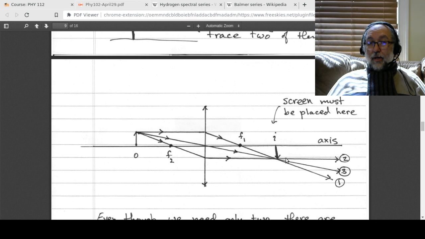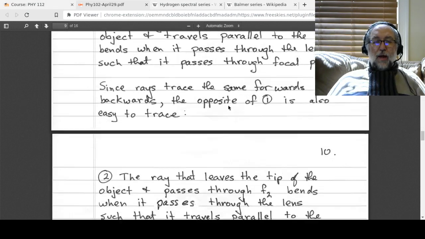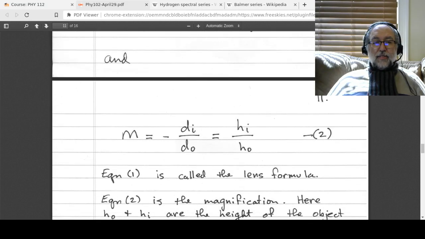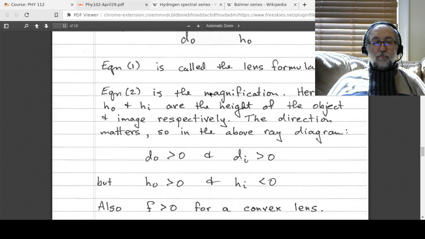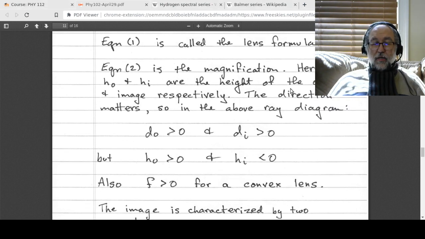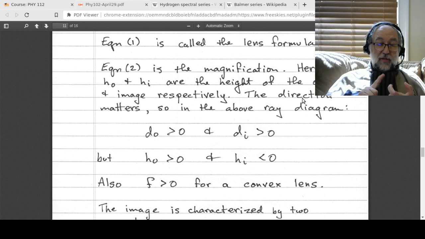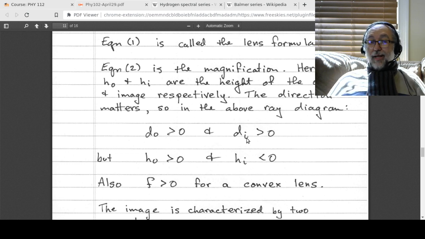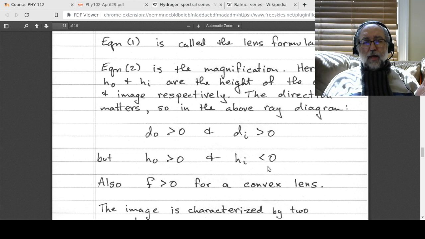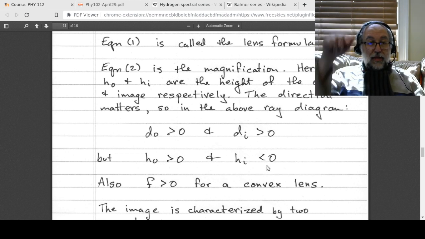Take a look in here. The arrow is pointing down, and therefore HI in this case is actually negative. We'll see that when we do problems, but that's what this negative sign is all about. For this particular case, where DO is bigger than F, we have the following signs. DO is positive, and DI is positive. So both DO and DI are positive. HO is positive, that's almost by convention. You should always point the arrow up. But HI, I just showed you that it was pointing down.